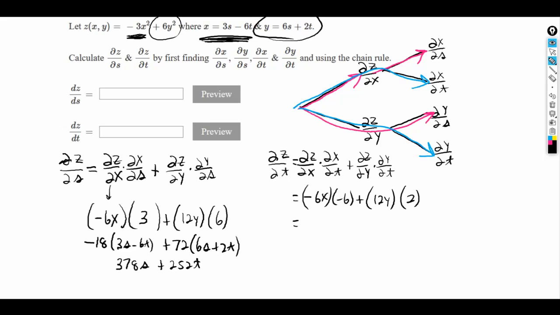And again, we need to substitute in place of the x and the y what they are equal to. And so this would be a 3s minus 6t and this a 6s plus 2t. And again, this is just a matter of multiplying and simplifying.